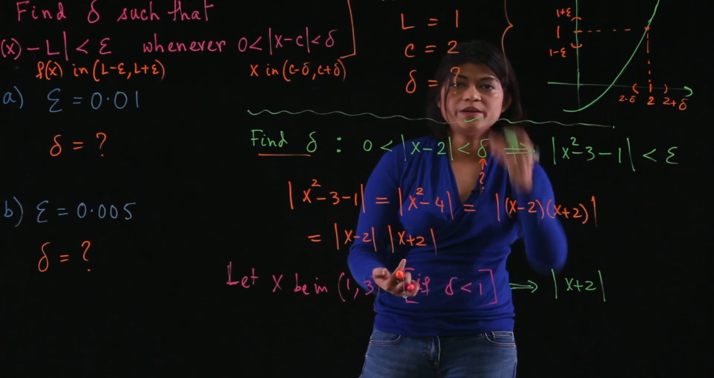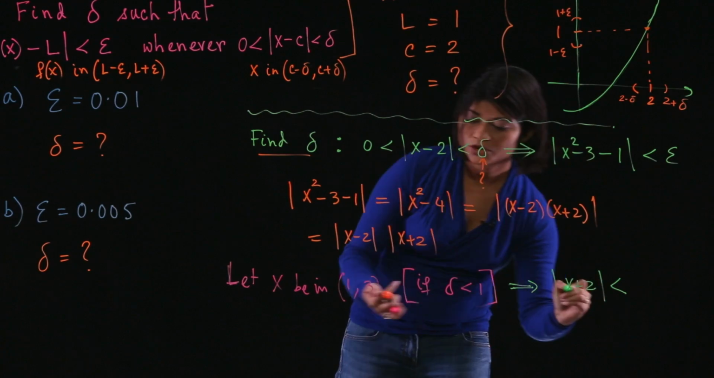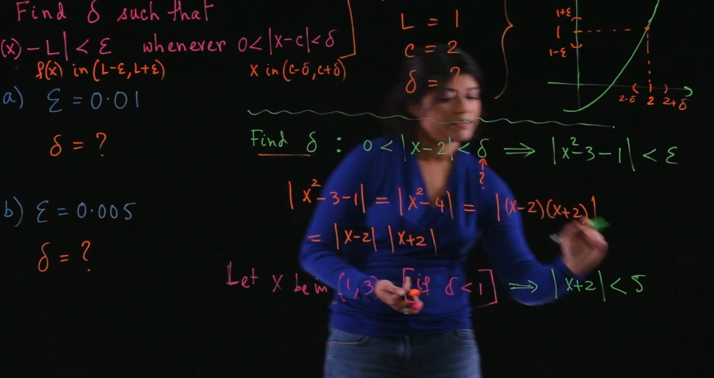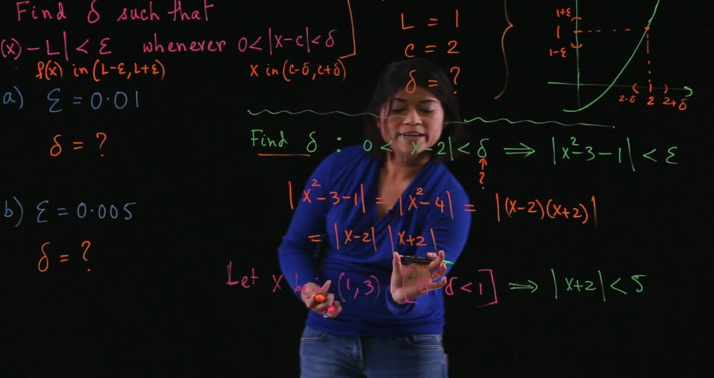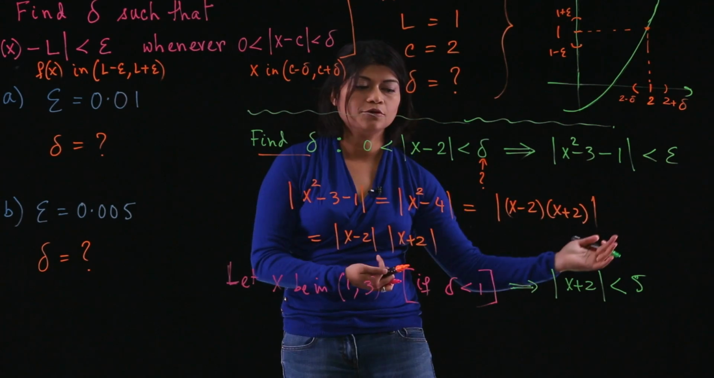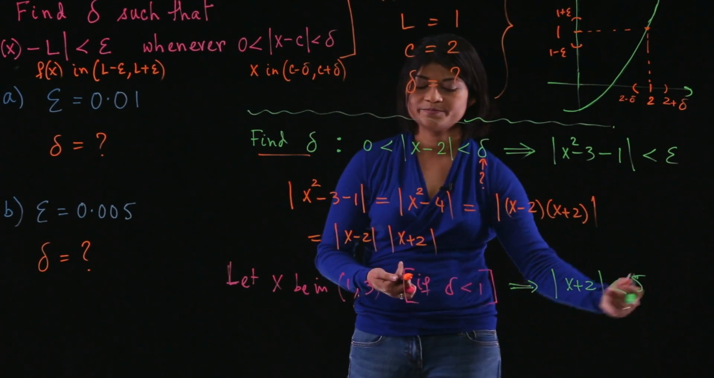Well, x plus 2 cannot be more than 3 plus 2, right? Cannot be more than 5. This is what we want. We want to replace this particular expression with a number, with an upper bound, and we have it right here.